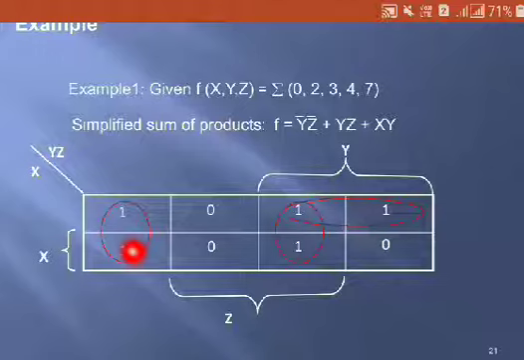We will see the writing of expressions for this pairing. For this one, x will be cancelled, and the remaining term will be y bar z bar. For this pair, the corresponding expression will be y z, and for this pair, the corresponding expression will be x bar y. This is how you can write the simplified SOP form.